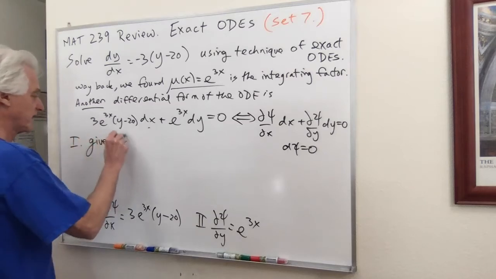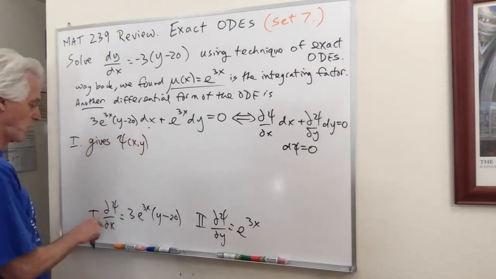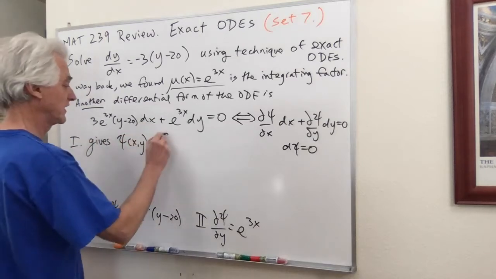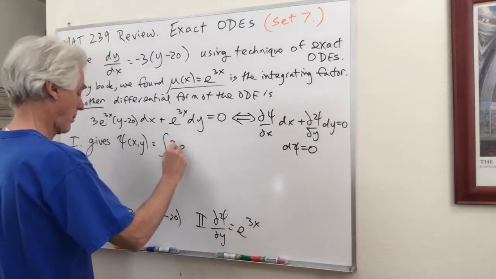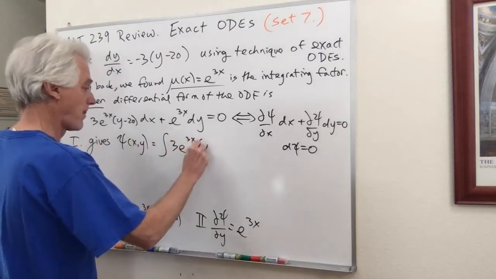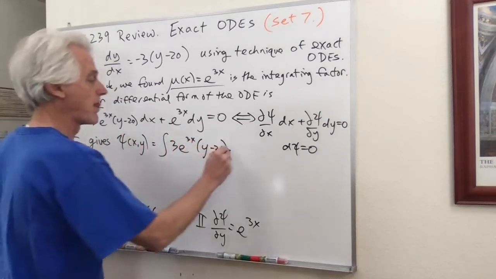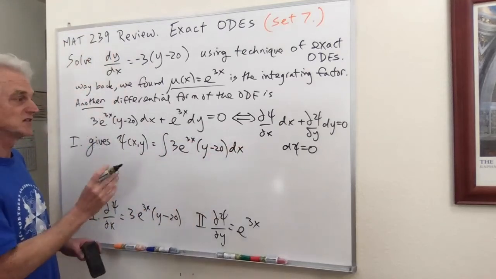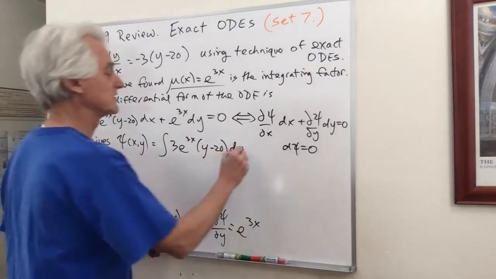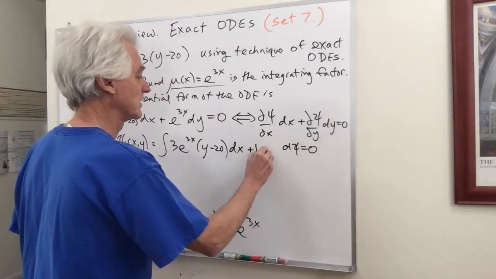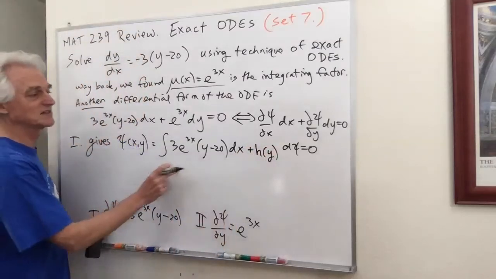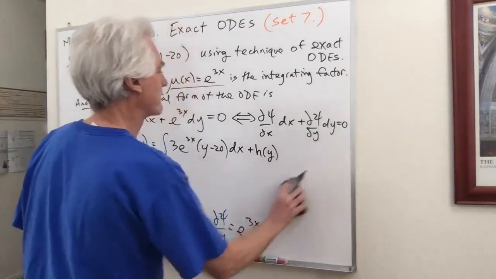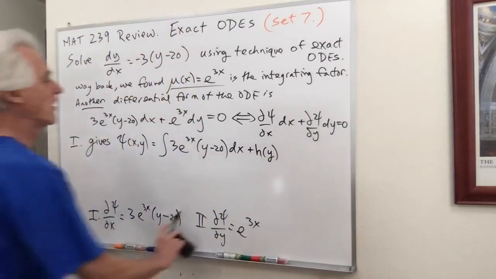What 1 gives is that for this function ψ of x and y, I know what its derivative is with respect to x. So I can just do the integral. Now I have a constant of integration, and that constant of integration is going to be a function of y. It's a constant as far as x is concerned. That means it could be a function of y. All right, so let's do that.